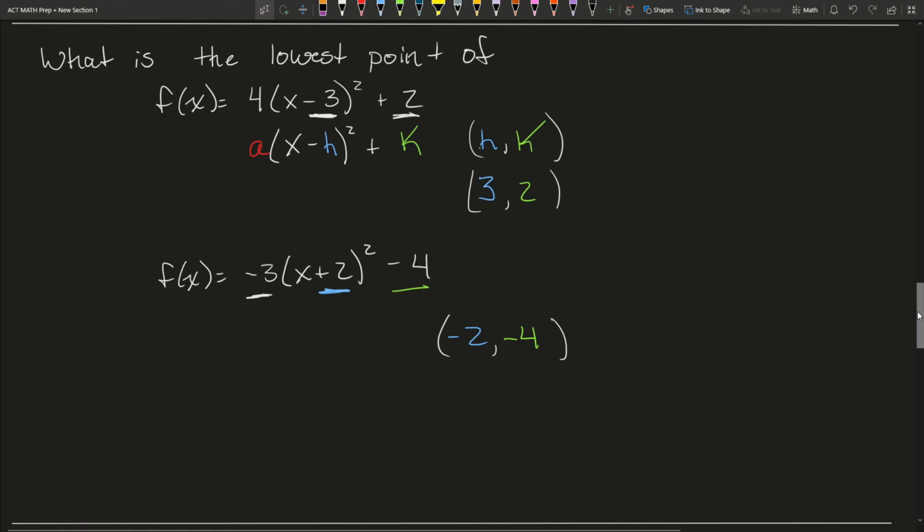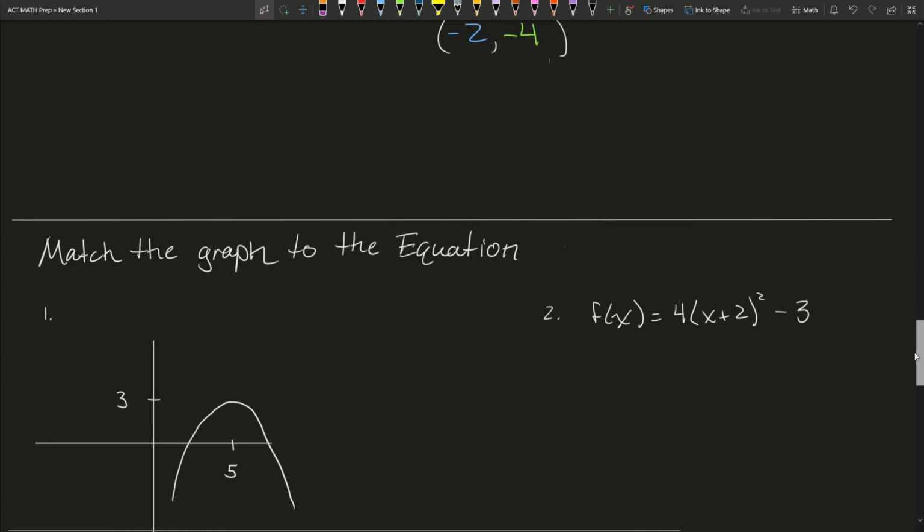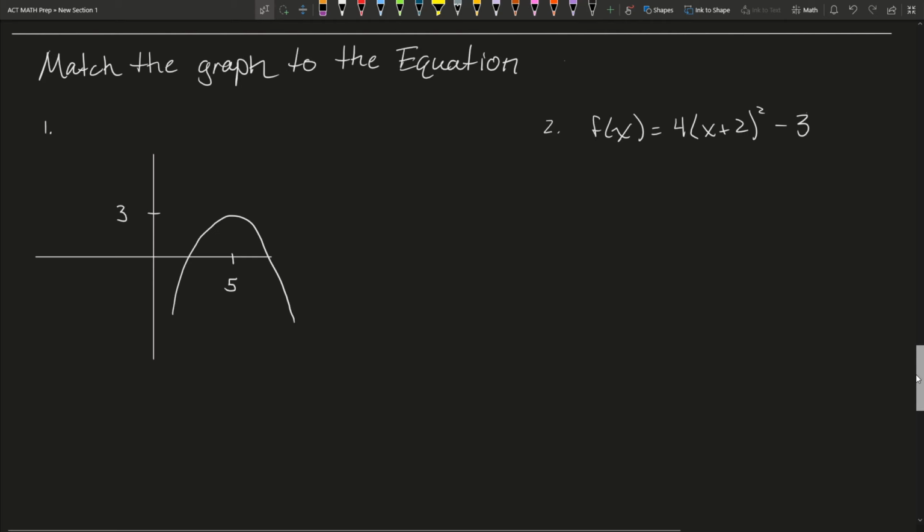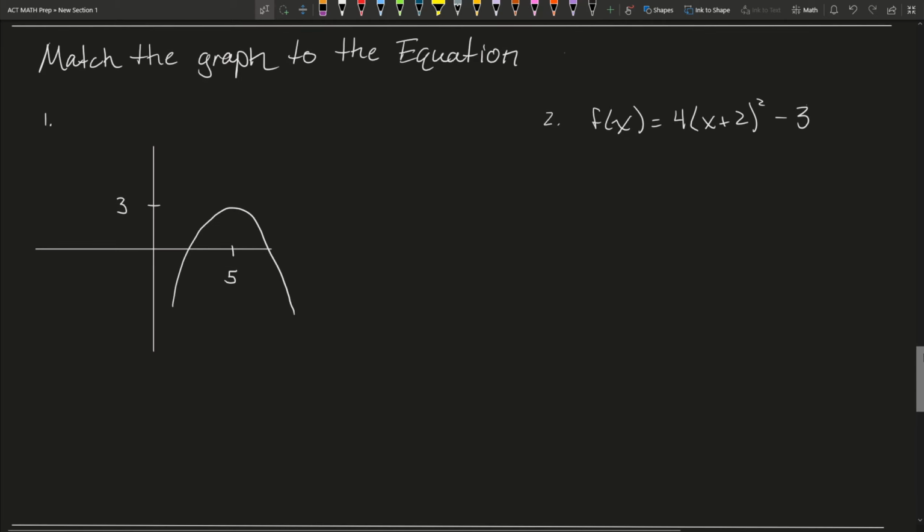And then lastly, we have matching graphs with equations and equations with graphs. Obviously this will be a little bit easier with different options, but I want to take it without them, just so we know how to do these types of questions. On this first type, we want to match the graph with the equation. Say we're given this graph, and we see that our vertex is right at this point, which happens to be (5, 3). 5 is the x value, 3 is the y value.